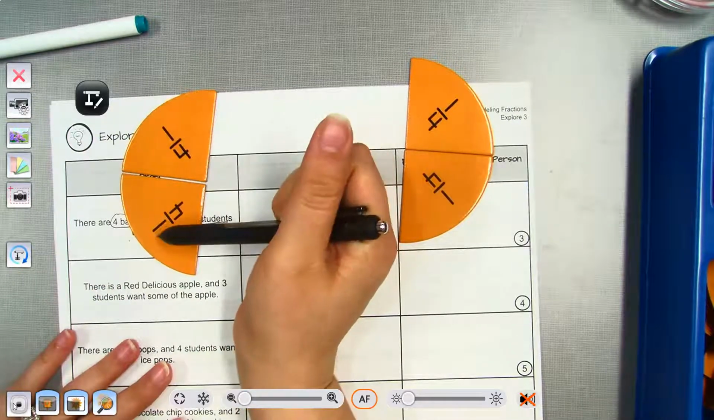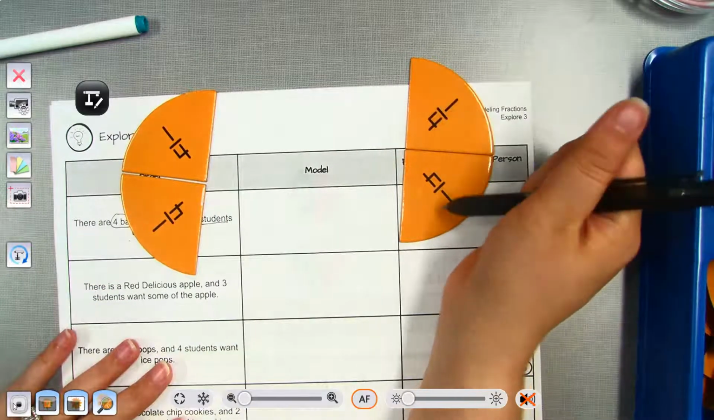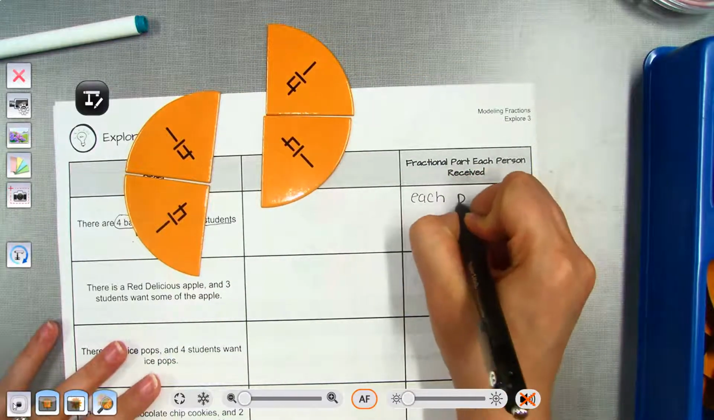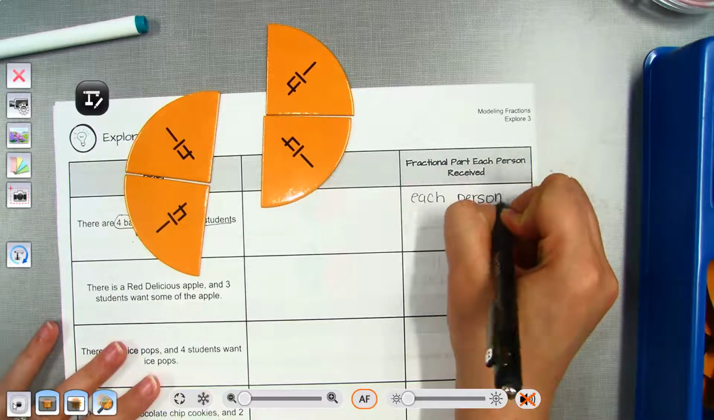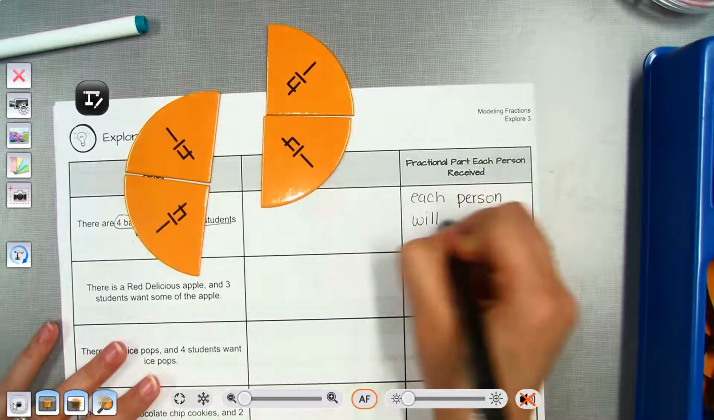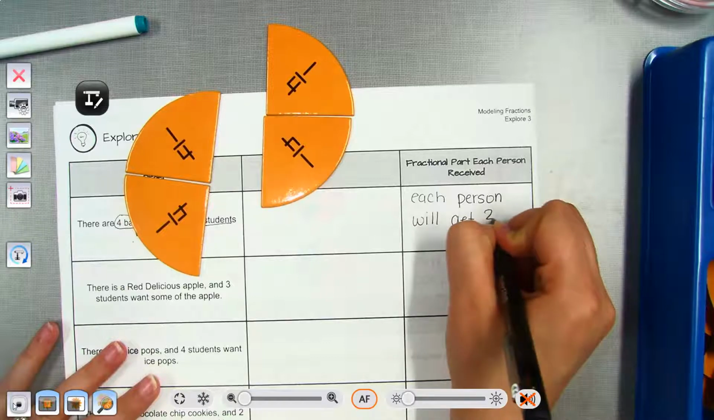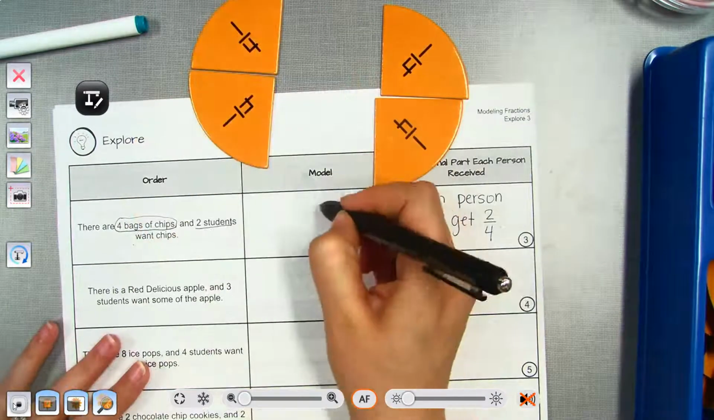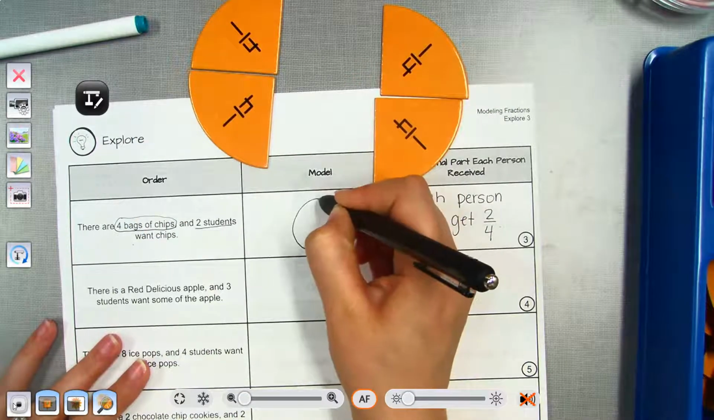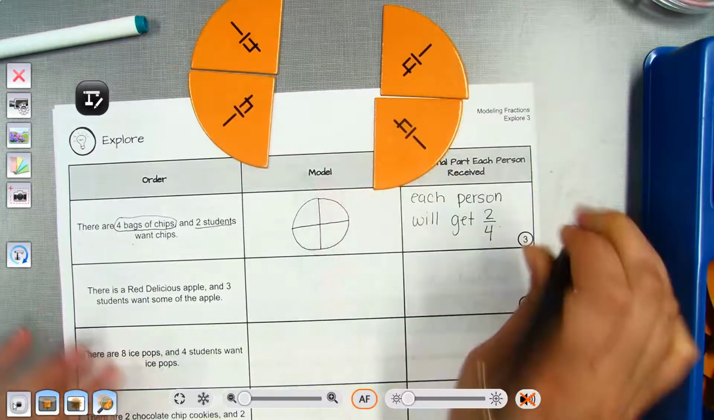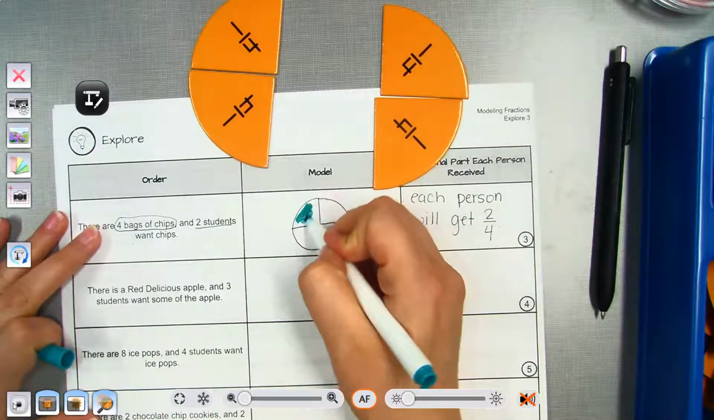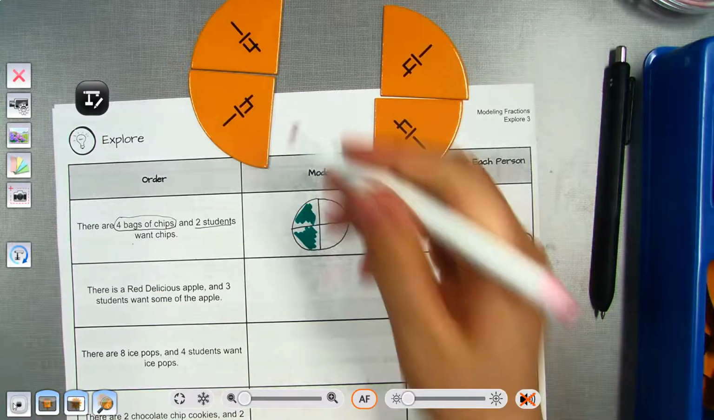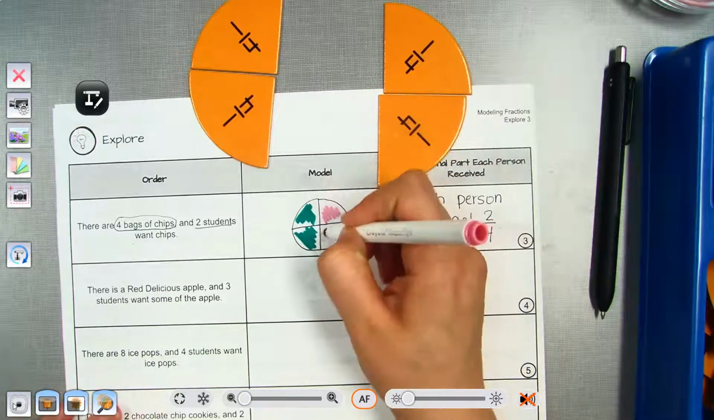1/4, 2/4, 1/4, 2/4. So each person will get 2/4. Okay, and if I wanted to draw my picture, I'm going to draw my fraction circle, divide it into 4ths, and here's person number 1's pieces. Here's person number 2.